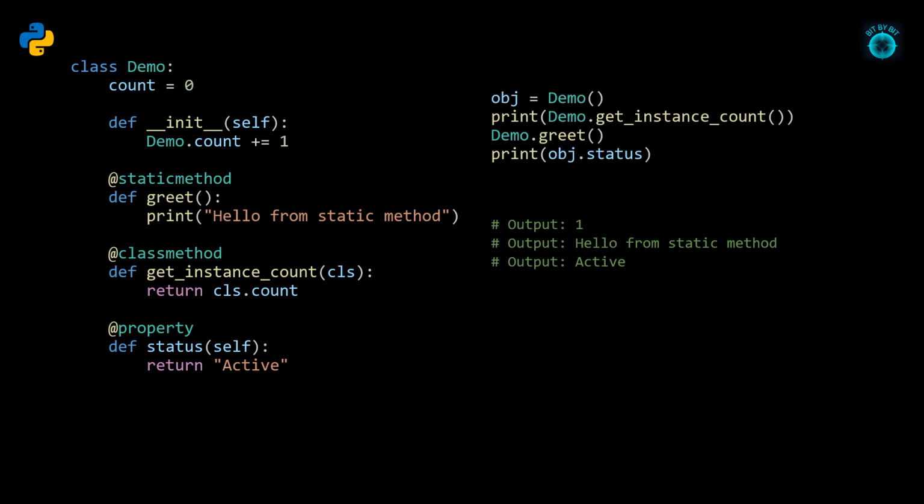We create one object, then call the class method to print the instance count. We call the static method, and it prints a greeting. Finally, we print the status property, which returns the word active.